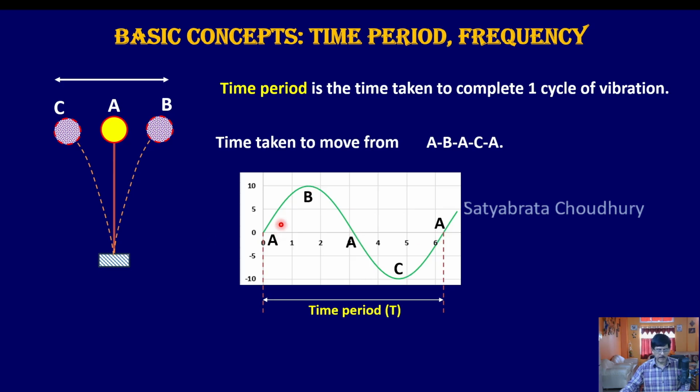Now you see, if you take the gradient between A to B, it will be positive because it is a rising curve. So what is the gradient of the displacement? It is velocity. So velocity in the rising curve is positive, up to point B. After B it is going down, so the gradient is negative, so velocity will be negative. So from B to A it is negative, and A to C also negative. Then again from C to A, when it is moving, the velocity is positive. So you can see that the velocity changes sign at the extreme point B and at the extreme point C. This property will be utilized in studying vibration in many cases.